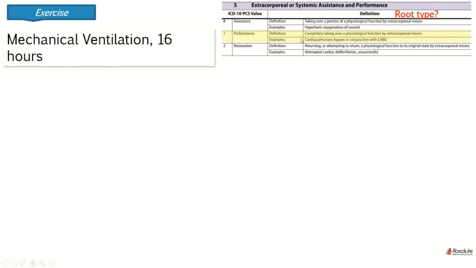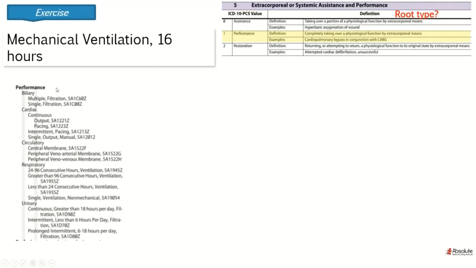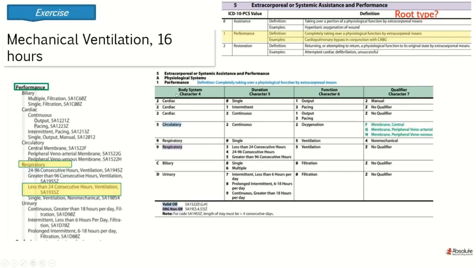So let's go ahead and look up our root operation, performance. Performance of what? Performance of respiratory. Yes, and we need to specify the length. How long? This documentation says 16 hours, so we're going to code less than 24 consecutive hours of ventilation. 5A1935Z. All right, coders, it gave us the full code, so let's go to the corresponding table.